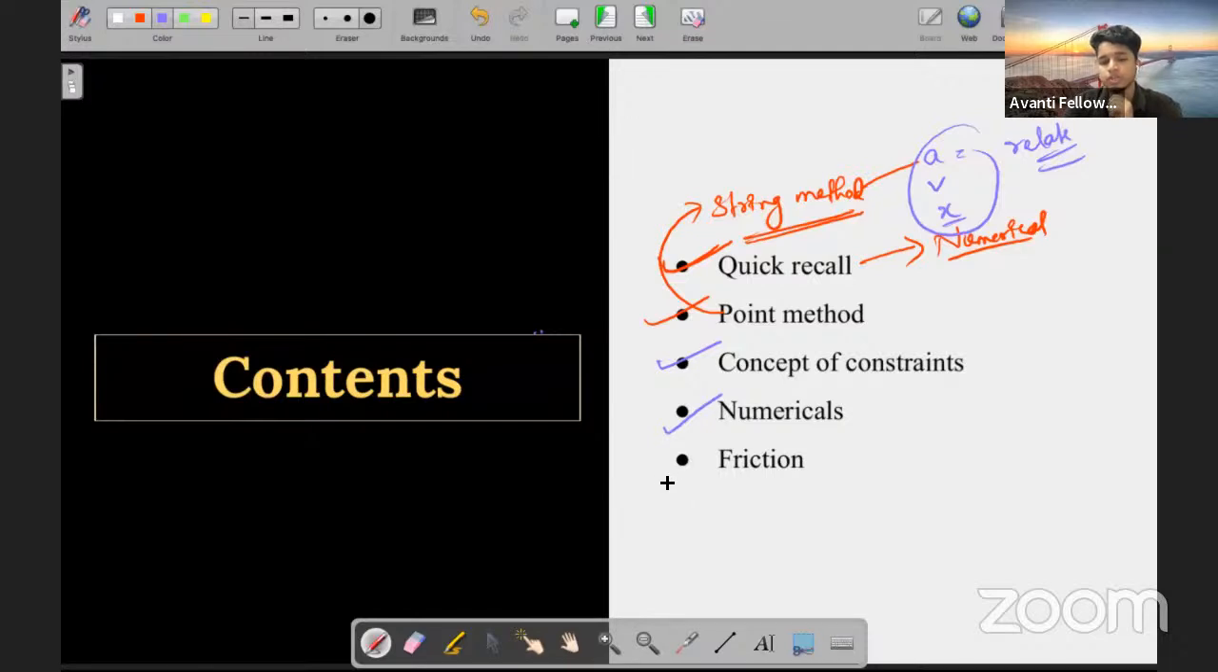Then today, students, the interesting thing will be friction. We'll be starting our session with friction. If we get time, we'll be talking about friction more today, or by the end of today's class, these things will be covered. So let me know, are you guys ready? Let me know, students.